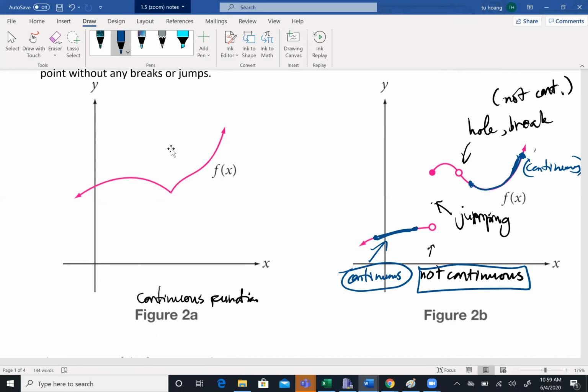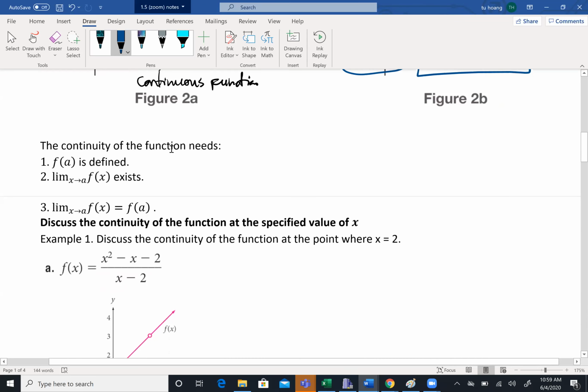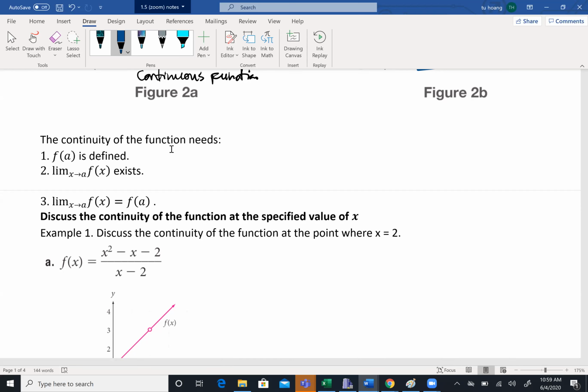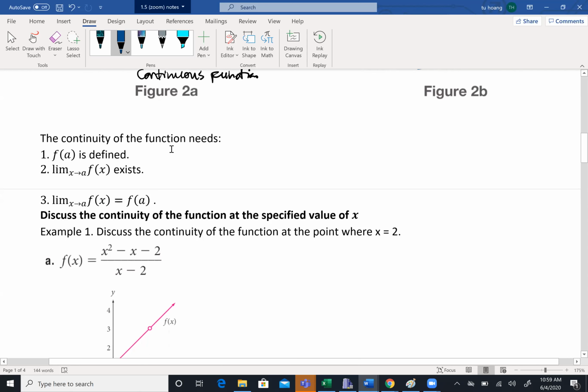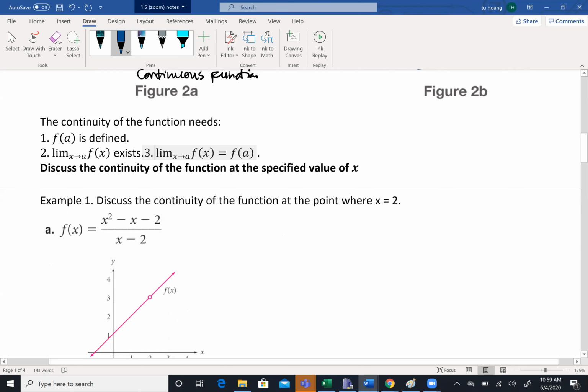Let's move on. Now I'm going to talk about how to determine function continuity. If you don't have a graph, how can you determine it? You have to check three conditions. Three conditions that you need to make sure of in order to say the function is continuous.